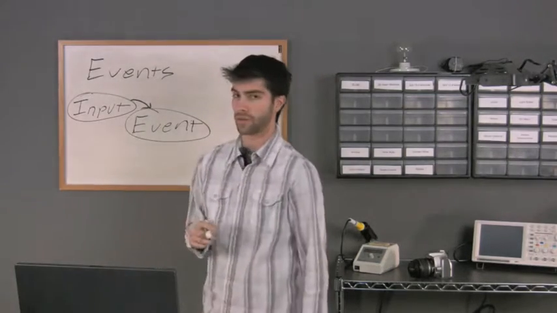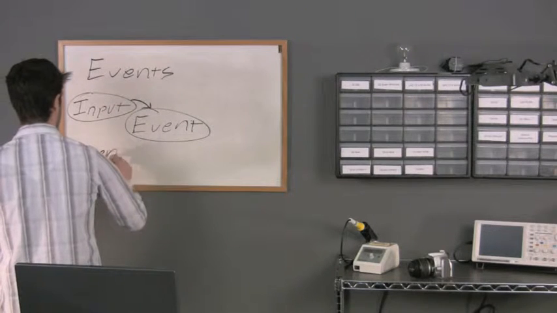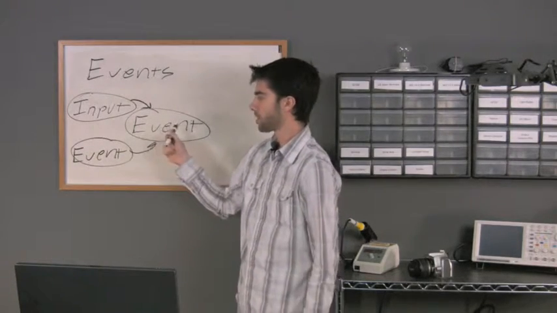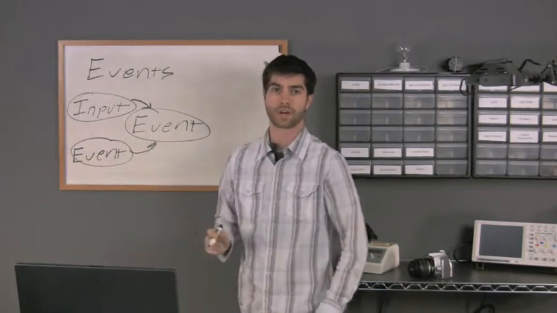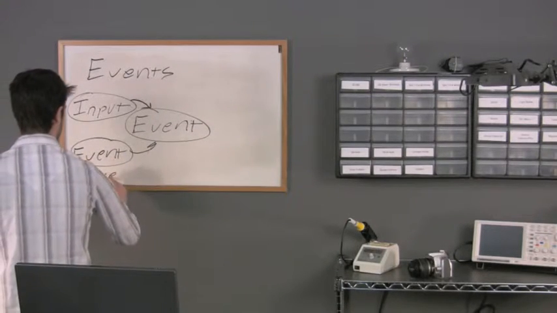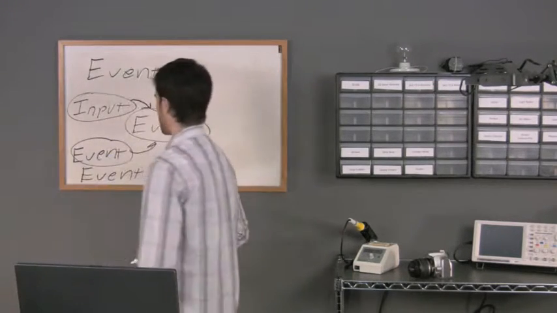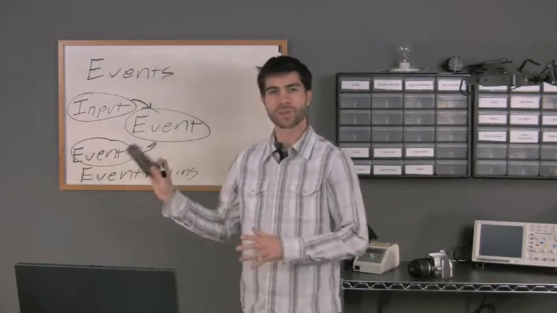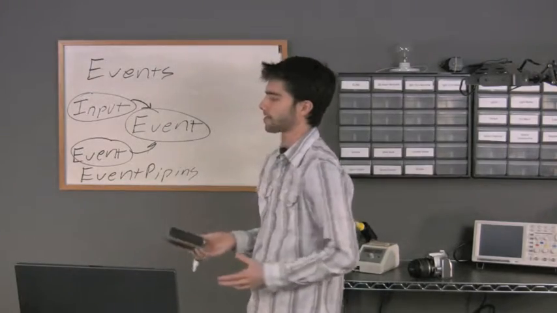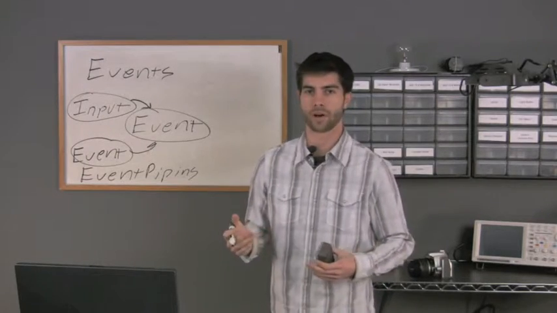You can also trigger an event with another event. Okay? Anytime you trigger an event with another event, that's called event piping. Okay? All right. So those are the two different ways that you can trigger an event on a reactor or key fob controller. Now, there are two things that an event can trigger to happen also.